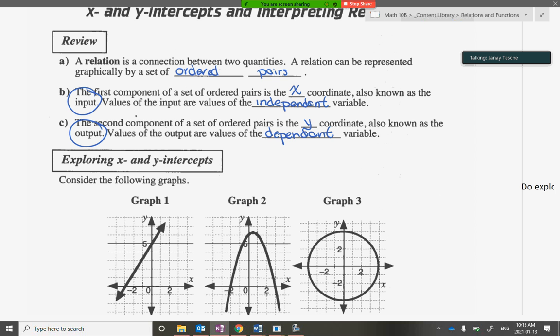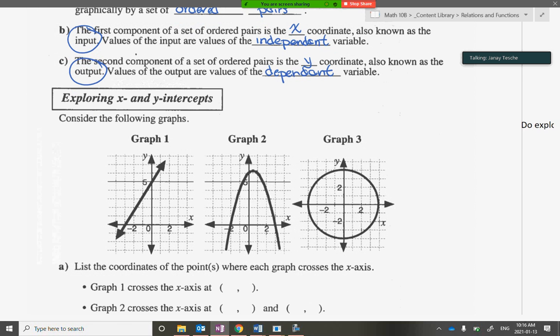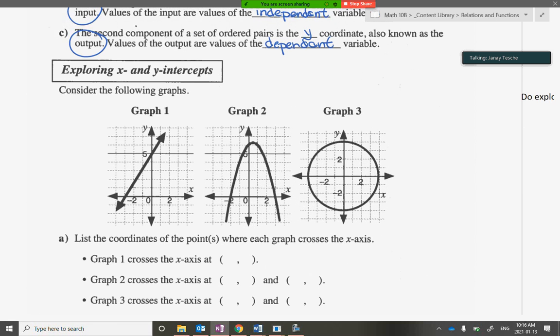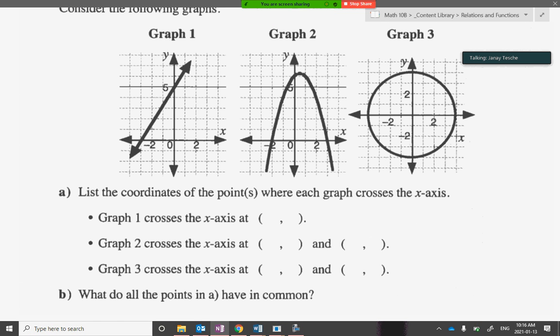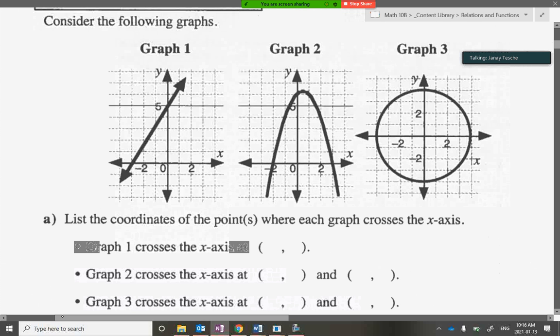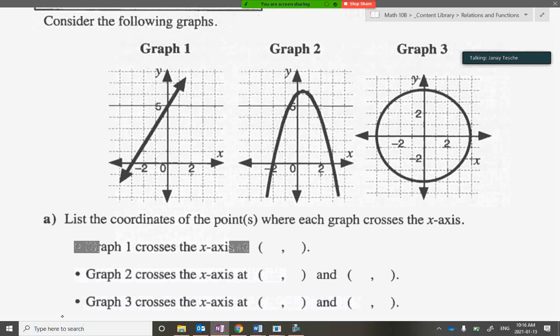So lesson 3 is mostly talking about our x and y intercepts. This is what I briefly mentioned to you yesterday, but we're going to go a lot more in depth into them. So if we look, we are given 3 graphs here below. Graph 1, graph 2, graph 3. So graph 1, what are the coordinates where it crosses our x-axis?